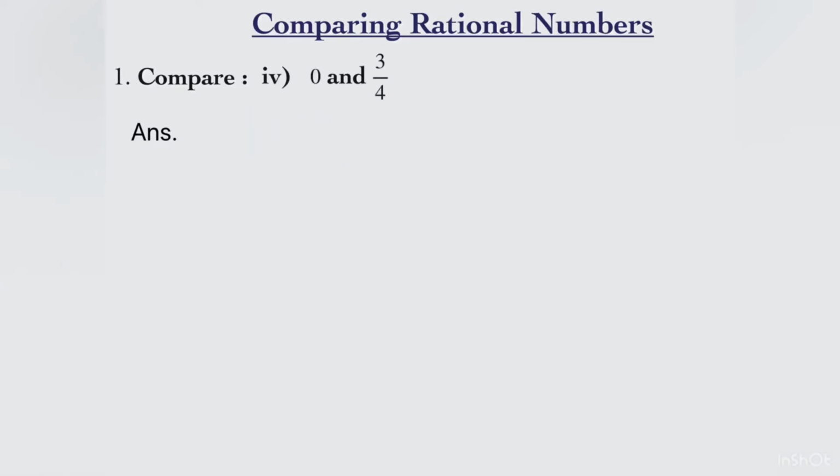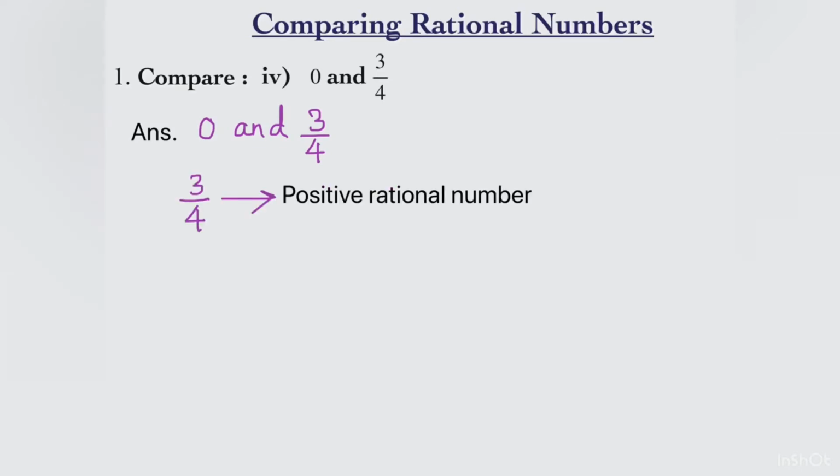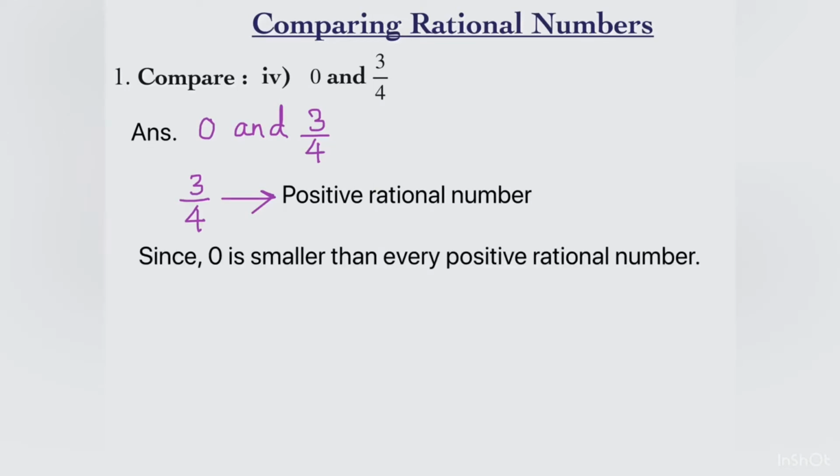Next, let us compare 0 and 3 by 4. In 0 and 3 by 4, 3 by 4 is a positive rational number. Since 0 is smaller than every positive rational number, therefore 0 is less than 3 by 4.